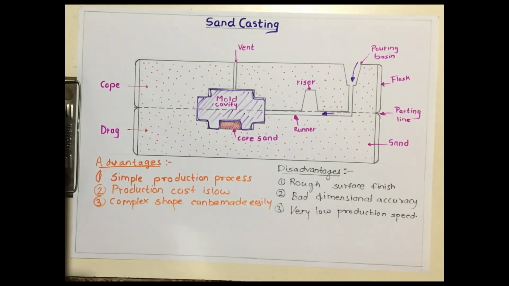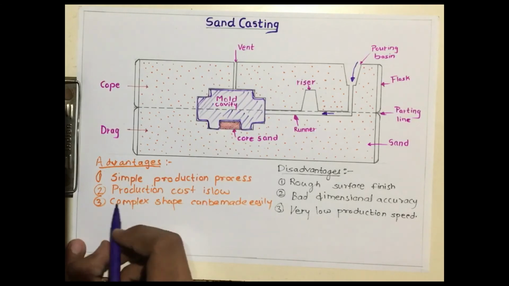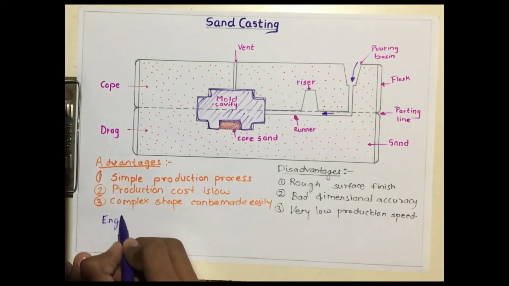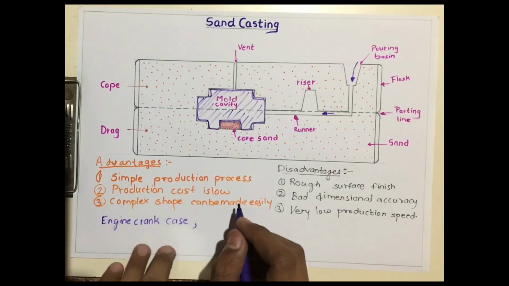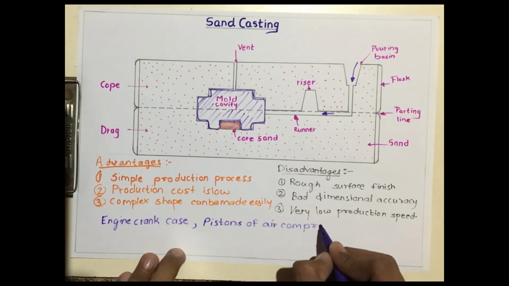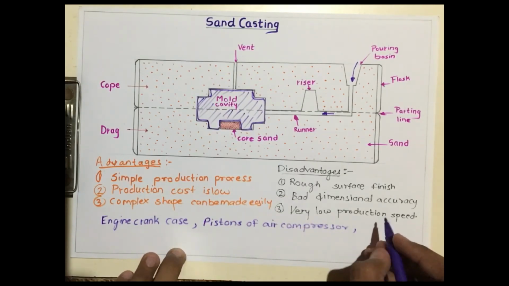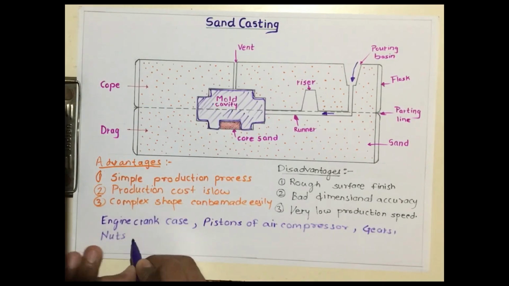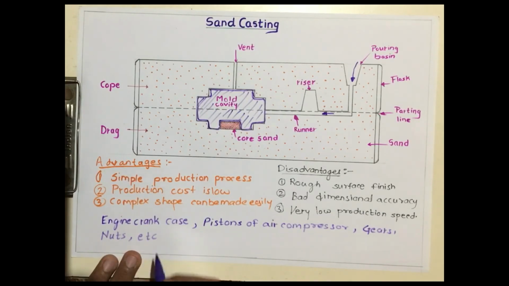Now we will see the applications of the sand casting process. It is used in engine crankcase. Then second is pistons of air compressor. Then third is gears. Fourth is nuts and etc. It is used in wide range of applications because it is very economical and very profitable process.